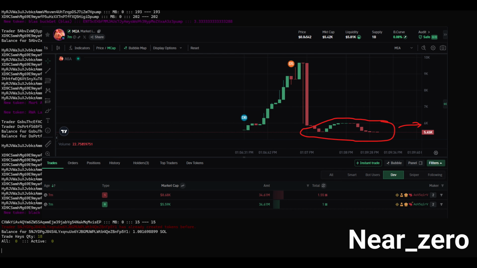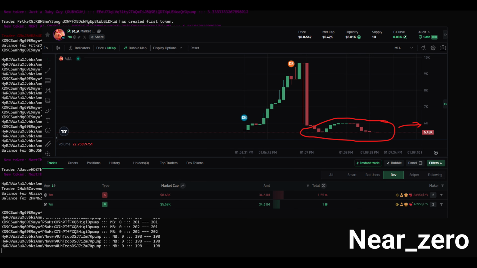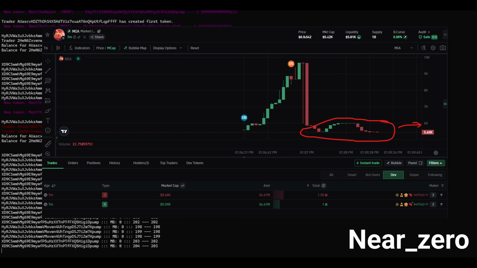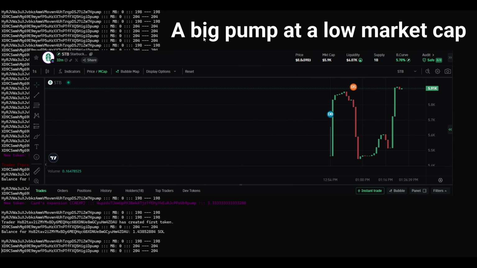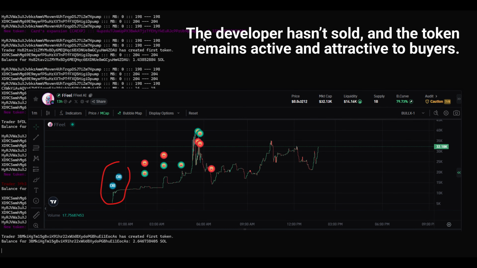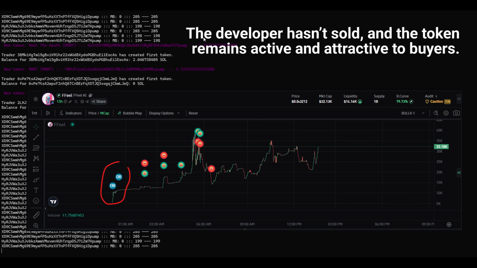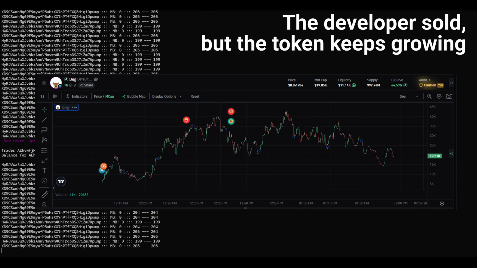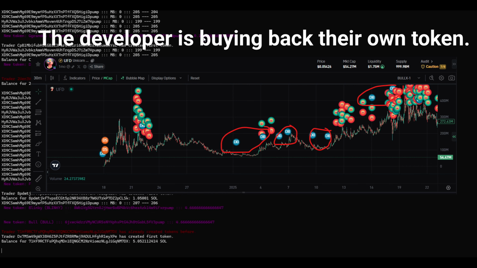Near_0, stores timestamps when a token's price drops to its lowest values. This, combined with rise_count, helps detect when a token starts recovering from a bottom. Notification scenarios. A big pump at a low market cap, the hypothesis, someone is pushing the token or knows something. The developer hasn't sold, and the token remains active and attractive to buyers. The developer sold, but the token keeps growing, hypothesis, it's a meme token that the community continues pushing. The developer is buying back their own token.